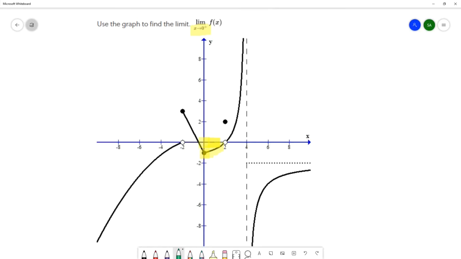If I want x to approach 0, I would need to travel towards 0 along the line, and that would be in this direction. So as I trace, I find myself leading towards this y value here, which is a y value of -1. So I have the limit as x approaches 0 from above of f of x being -1.